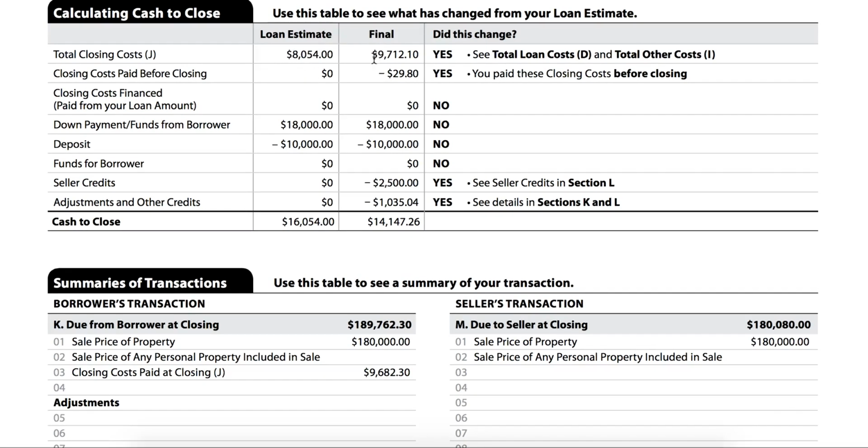Then on the next page, you get into an analysis of what was initially disclosed to you and what the final numbers are. And those should be pretty close. This is actually a surprising difference, but again, it's just a sample. Down payment, same. Deposit, same. Apparently in this hypothetical, there was a seller credit negotiated after the initial contract and the initial good faith estimate.